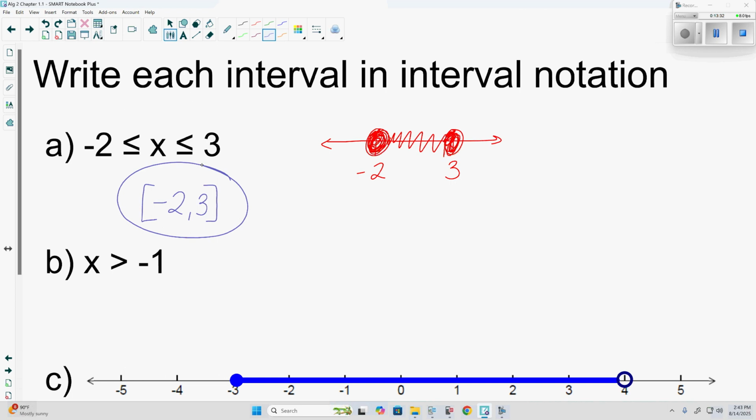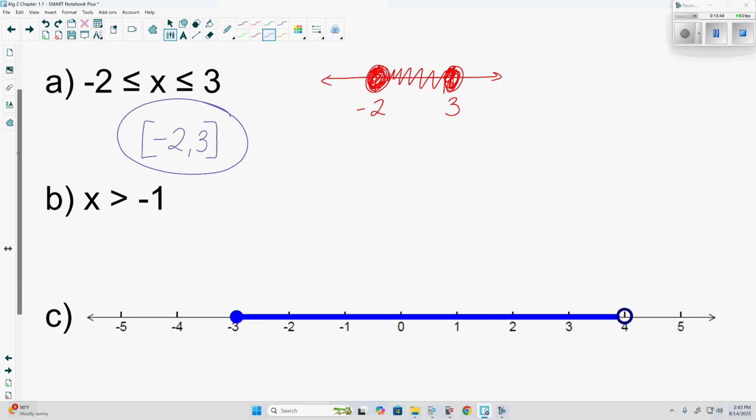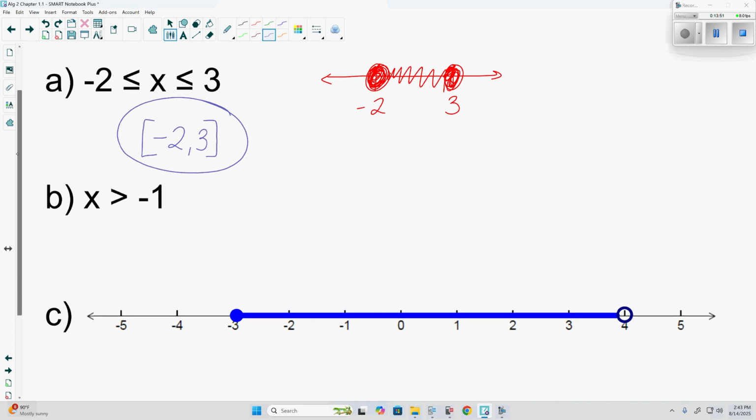So if having the graph of the number line helps, use the graph. If it doesn't, if you're perfectly fine going from the inequality to our interval notation, do that. We're ready to look at B.